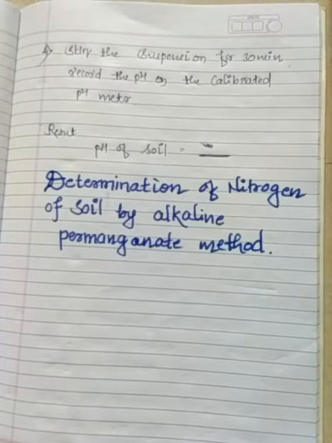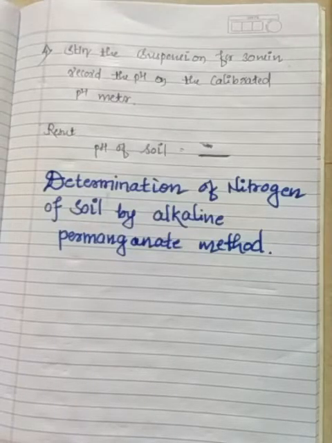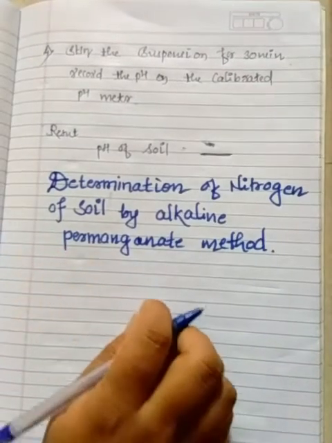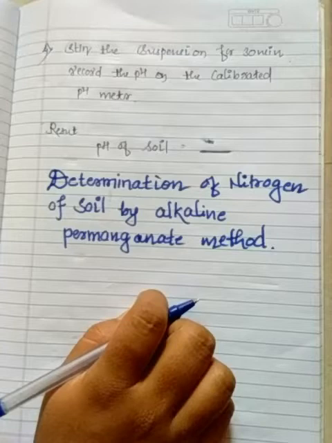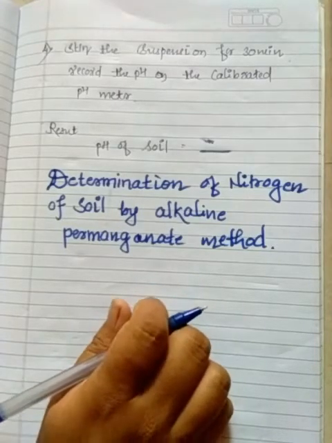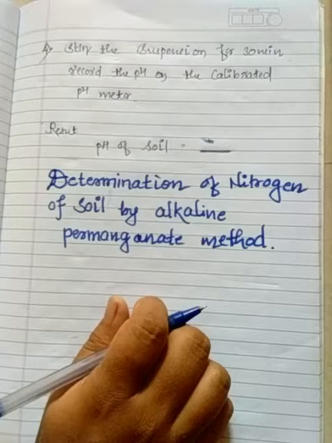Now the next topic we are going to deal with is determination of nitrogen of soil by the alkaline permanganate method. In this method, what you will learn is that in soil, nitrogen cannot be directly mineralized, isn't it? How much nitrogen gets mineralized in the soil, and how can it be estimated? It estimates the available nitrogen content and not the total nitrogen content. The easily mineralizable nitrogen is estimated by using alkaline KMnO4.